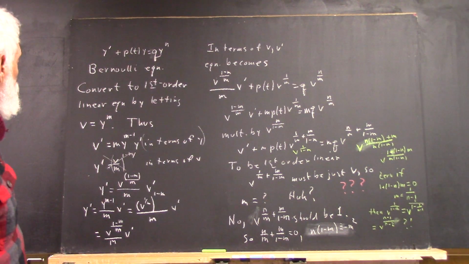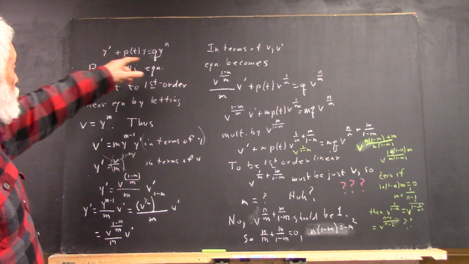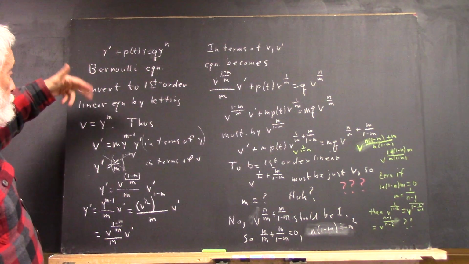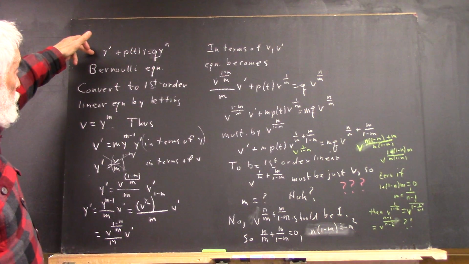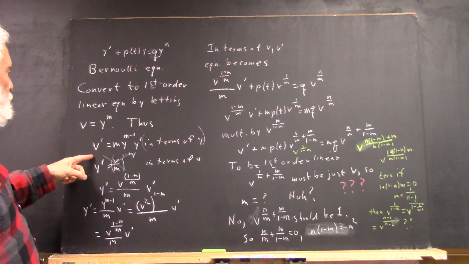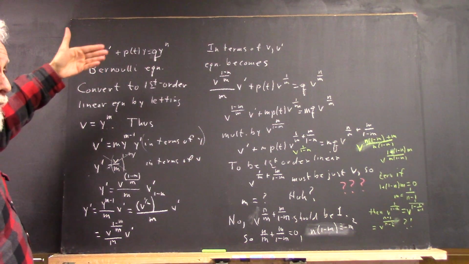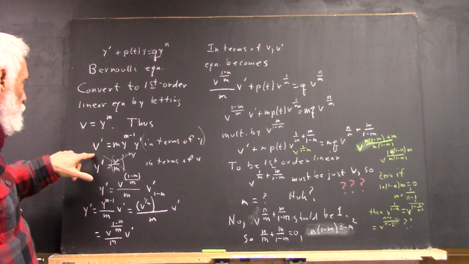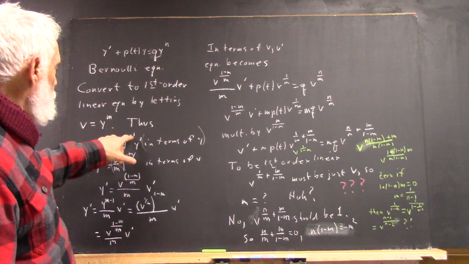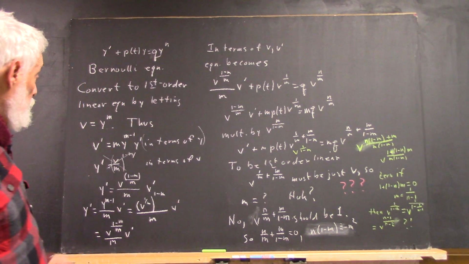Okay, so what can we conclude? Well, we want to convert the equation to variable v, so we're going to need a v prime. We've got a y prime, but we want to do this in terms of v prime and v. So we calculate v prime. That's m y to the m minus 1 times y prime. I don't see anything wrong with that, but I'm looking as I go.